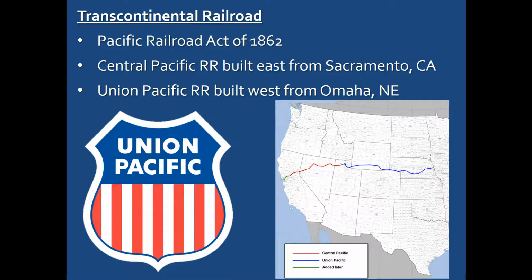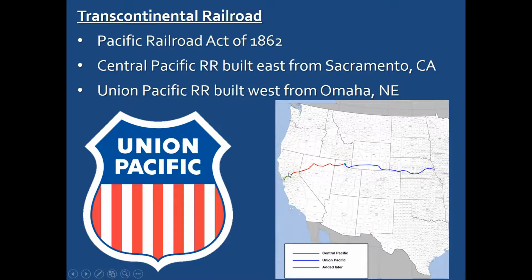Now, the original Transcontinental Railroad was sort of a combination effort. You had the Central Pacific heading eastward from Sacramento, California. This would be the red line on our map here. And then you also had the Union Pacific heading west from Omaha, Nebraska. And ultimately, they're going to meet right up here in northern Utah. Now, that wasn't something that was decided ahead of time. Basically, it was kind of a race to see who could gobble up the most number of miles.